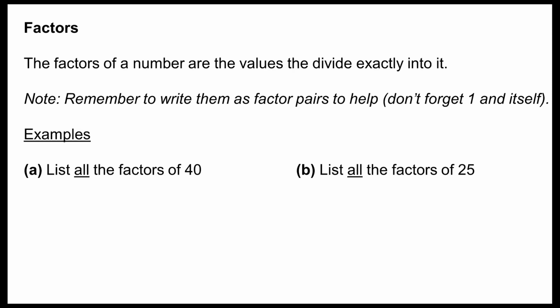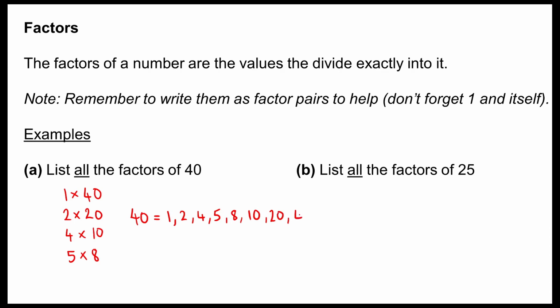So, for example A, it asks us to list all of the factors of 40. I'm going to start off by thinking about what numbers multiply to give this. So I've got 1 times 40, 2 times 20, 4 times 10, 5 times 8, and that's all of them. What I tend to do when I list my factors is write them in order, although that's not necessary, but that means that the factors are 1, 2, 4, 5, 8, 10, 20 and 40.